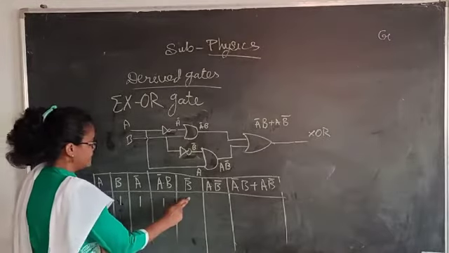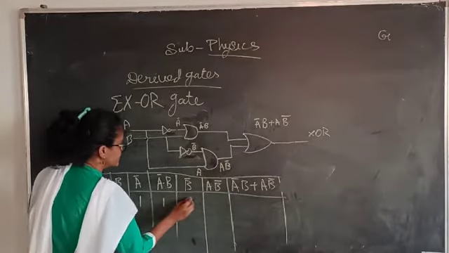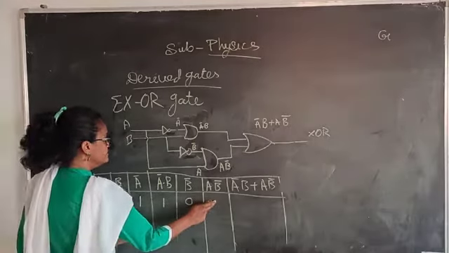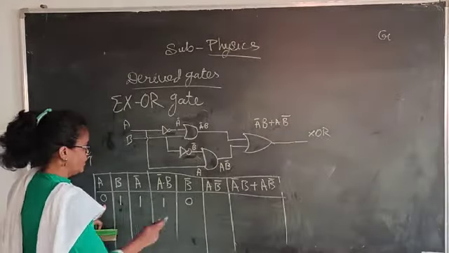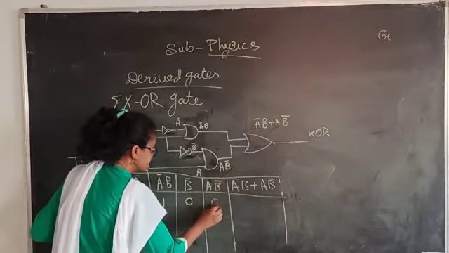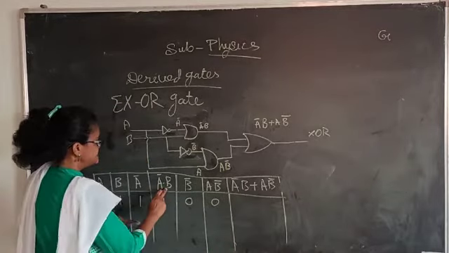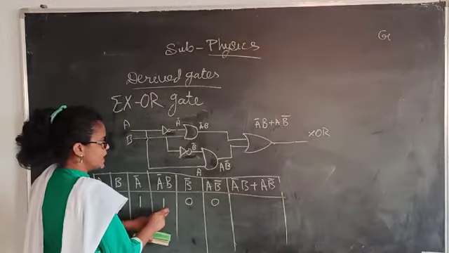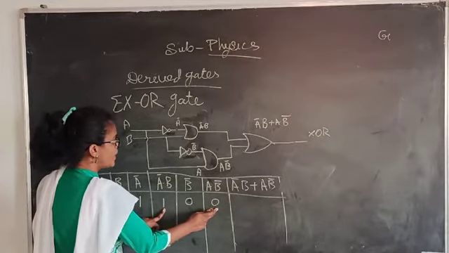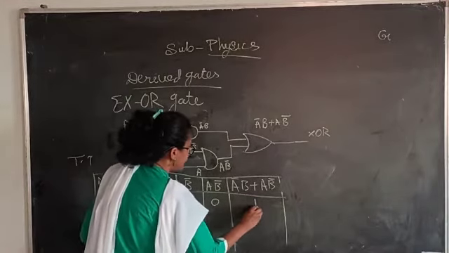Now this is B bar. B bar is the negation of B. B is 1, so the negation of B is 0. Now come to A dot B bar. A is 0 and B bar is 0. If both the inputs are 0, AND is 0. Now A bar B plus A B bar. A bar B is 1 and A B bar is 0, and the sum of the two means the OR of these two. If any one of the inputs is high, the output will be high. So this is 1.